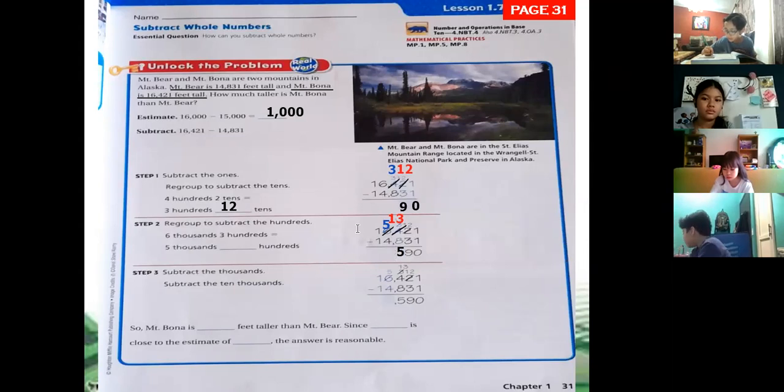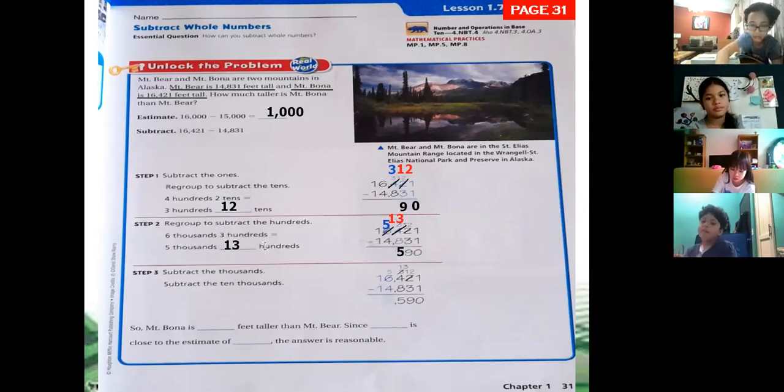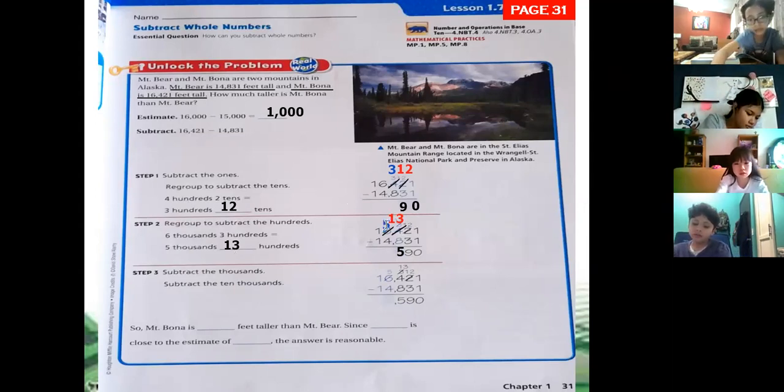6,300 is equal to having 5,000 and 1300. Remember that number 3, it's no more 3, it's now 13. So that's why we write 13 here on 1300s. And the 5000s, it's no more 6000s, it's now 5000s. Now, what is step number 3?